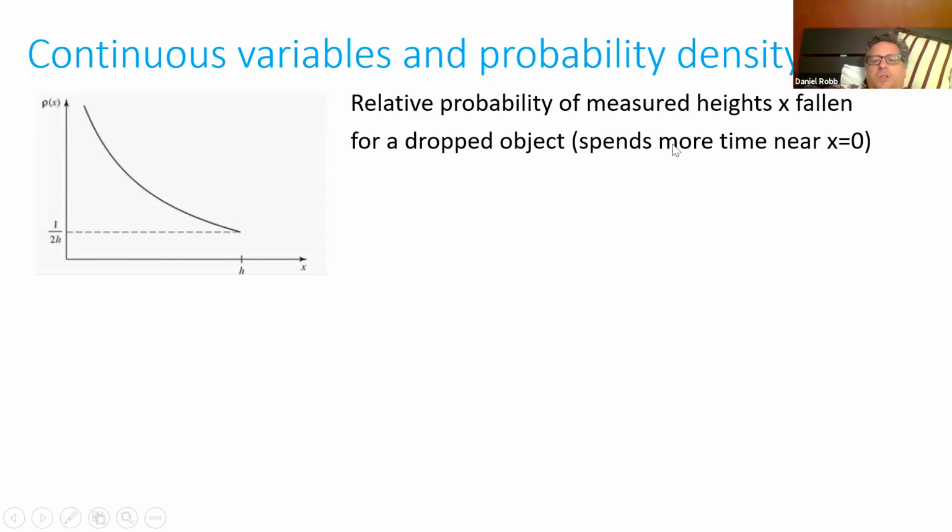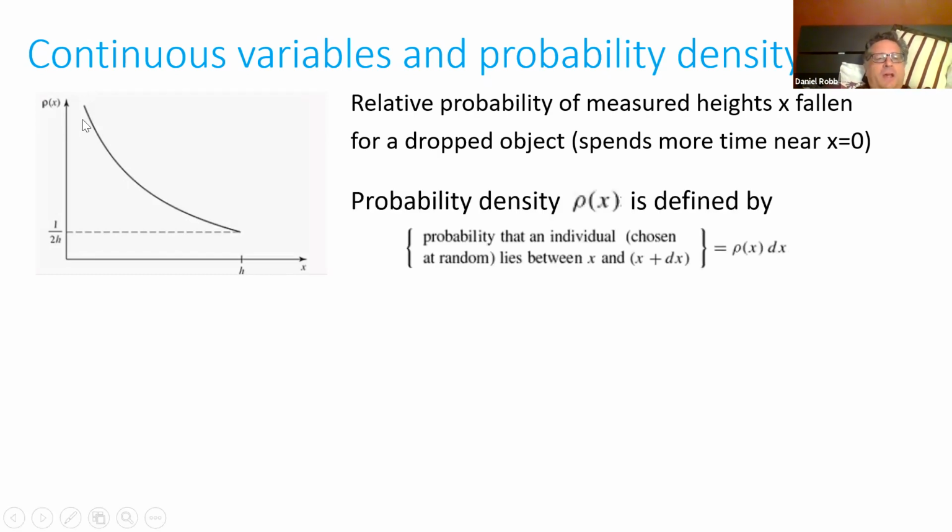And since it spends more time near the top height, or near its initial position at x equals 0, because it's moving more slowly there, because as you know, it accelerates as it gets further down toward the ground, we're going to get a higher probability of observing it near x equals 0 than we get at x equals h. So this relative probability, we'll call it right now, decreases as we get closer to the ground because it's moving faster as it gets closer to the ground. And so it's less likely in a random sample that we'll see that.